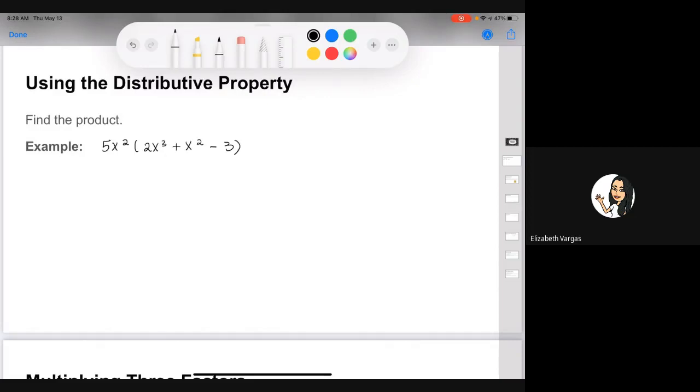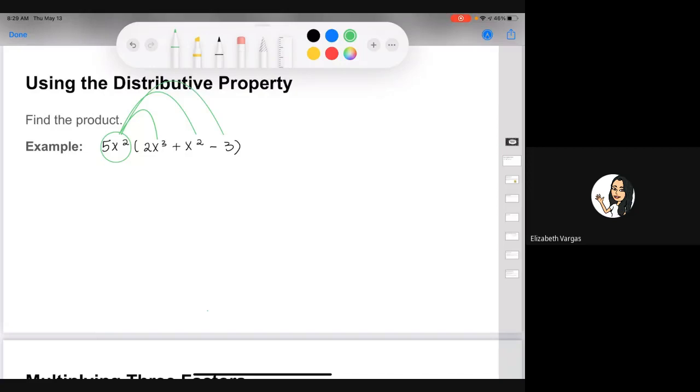To solve this problem, basically we're multiplying 5x squared times 2x cubed plus x squared minus 3. So we're multiplying those two things together. In order to multiply these two things together, we want to take 5x squared and distribute it into here, and into here. So we're going to distribute the 5x squared into each of these different parts of this other polynomial.